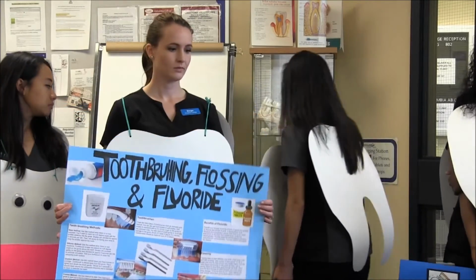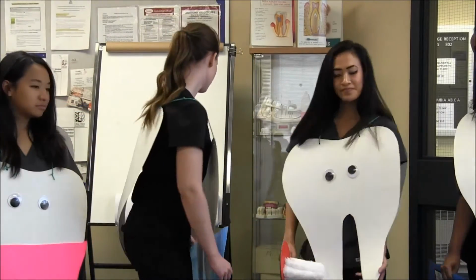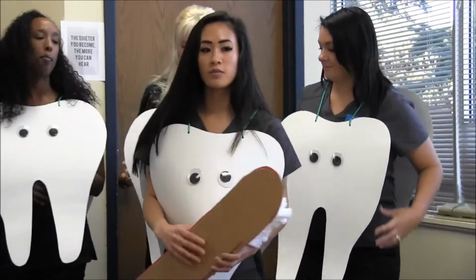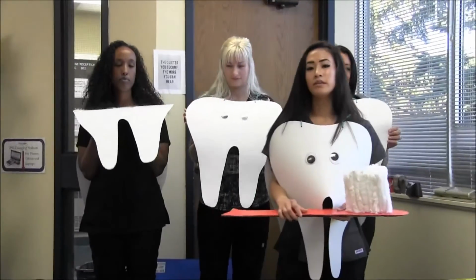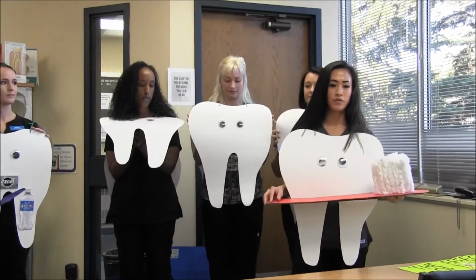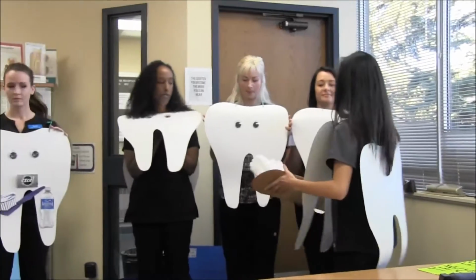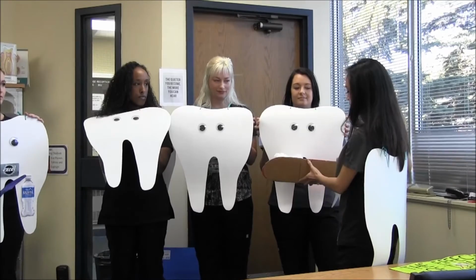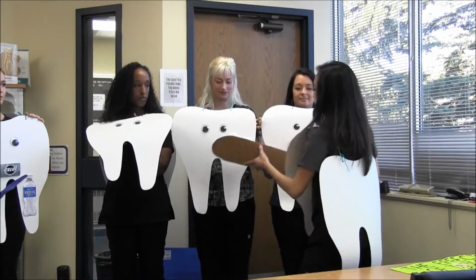So now I'm going to show you guys how to brush. So the first method I'm going to be talking about is modified Bass. So that's when there is no recession present, and recession is when there's any part of the root that's exposed. So come at a 45-degree angle at the gums, and then brush up.